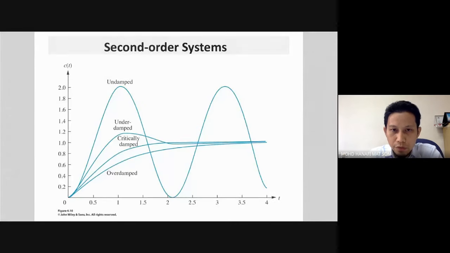When we go for the second order system, you can see there are different types of response. We have undamped system, underdamped system, critically damped system, and overdamped system. You need to specifically define for the transfer function what response you expect. Is it undamped? Is it underdamped? Critically damped or overdamped?